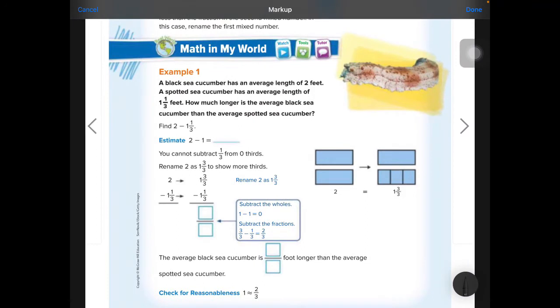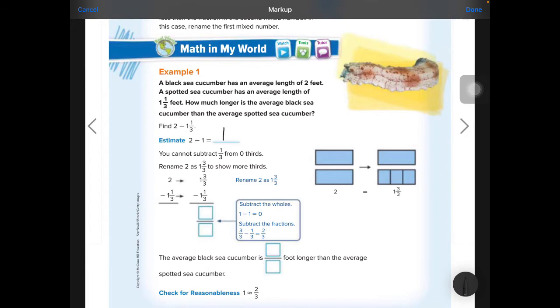All right, so we are setting up a subtraction problem. A black sea cucumber has an average length of 2 feet. That's what that thing is right there. A spotted sea cucumber has an average length of 1 1/3. How much longer is the black sea cucumber than the spotted? That gives us a clue that it is a subtraction. So we could estimate roughly that we're going to have 2 minus 1, which is going to be about 1. Then we can stack the numbers.